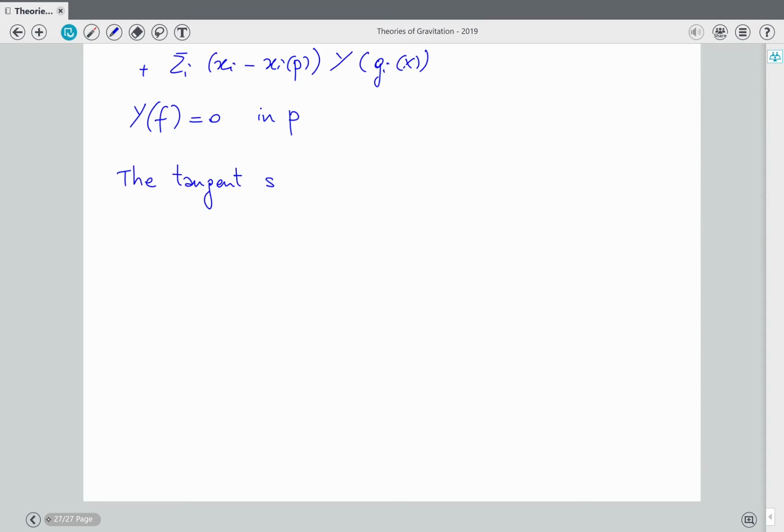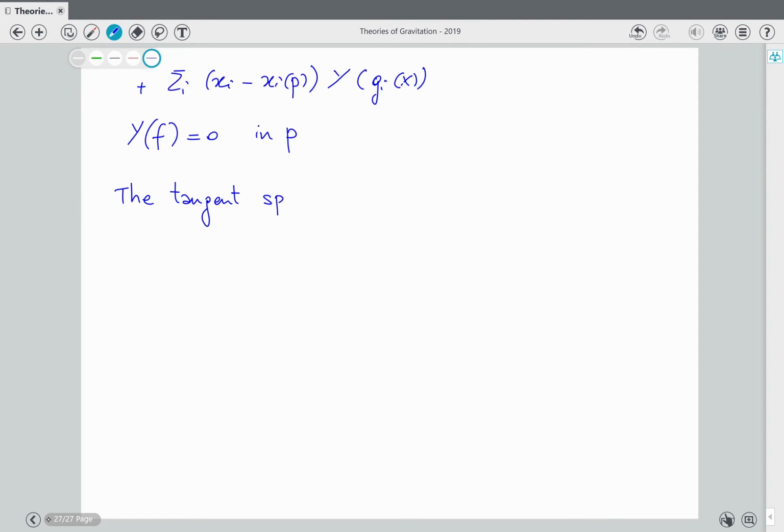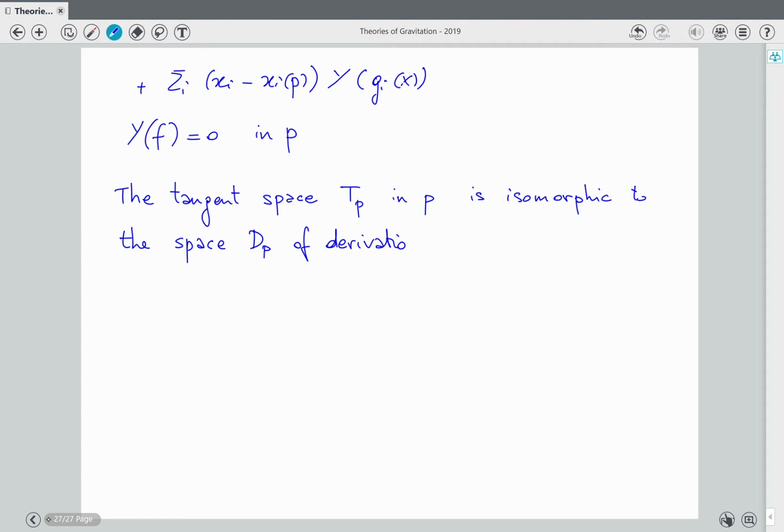So the tangent space TP in P is isomorphic to the space DP of derivations in P.